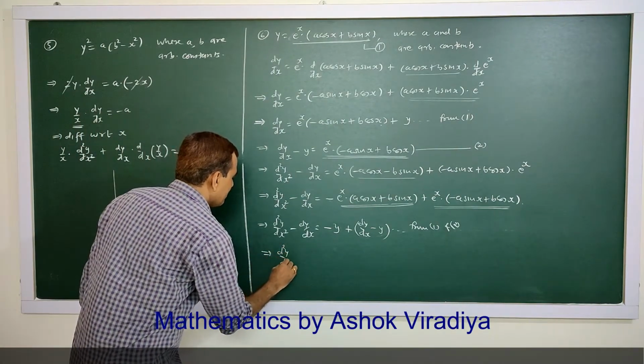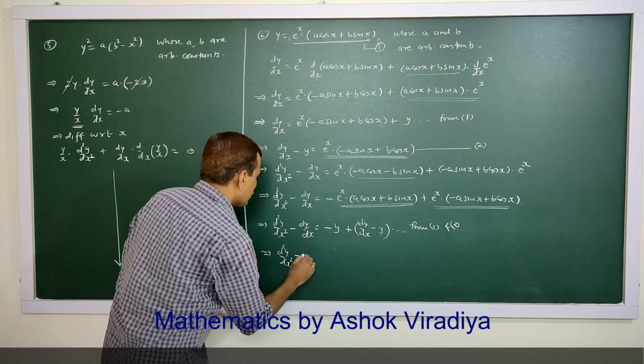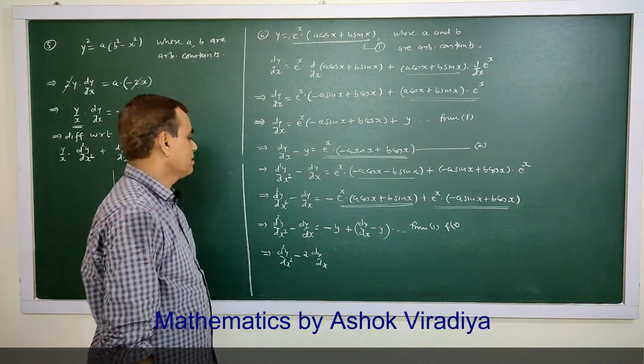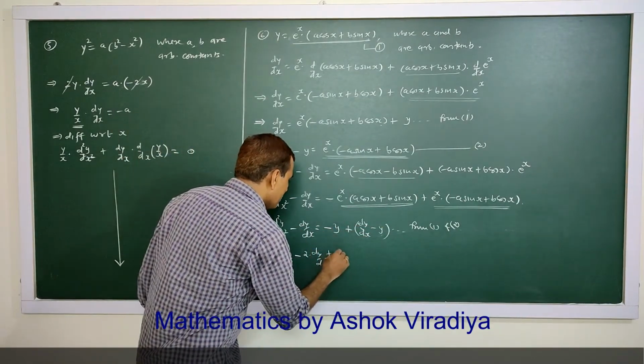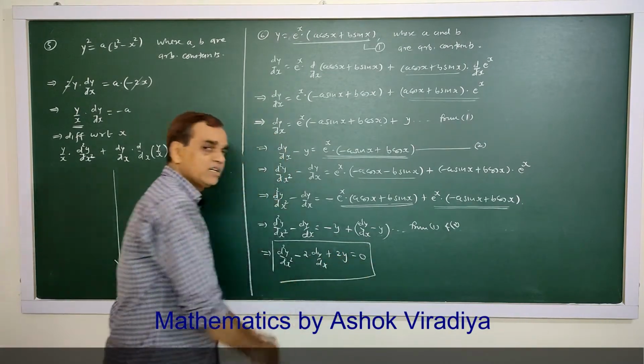So therefore d square y by dx square minus, take this number on this side, so minus 2 times dy by dx minus y minus 2y, take on this side, so plus 2y equal to 0. It is the required differential equation.